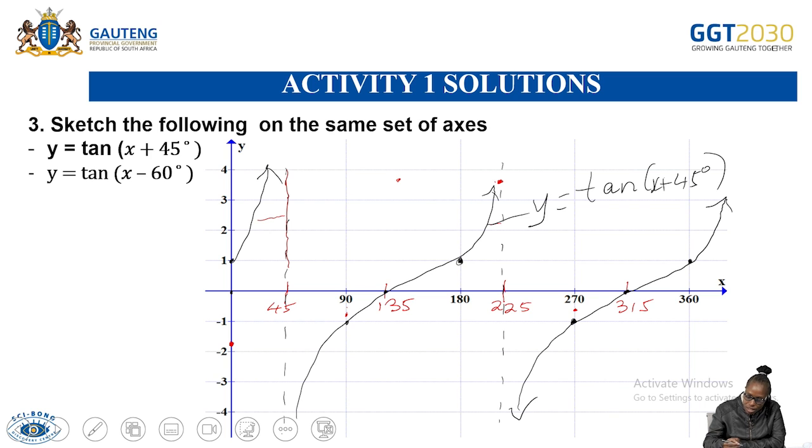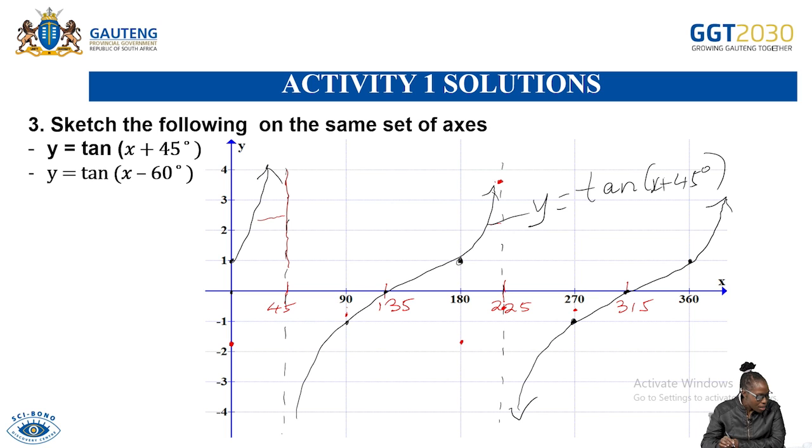135. And the 180 is the one that is negative 1.7. 180 is negative 1.7 over there. Negative 1.7, 180. And 225 is the one that is negative 0.3. 225 is over there.